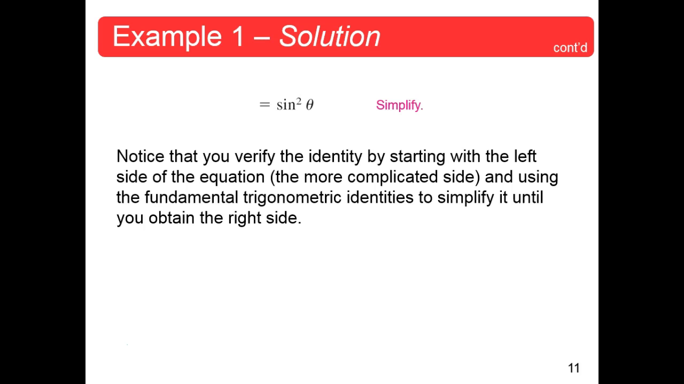Notice that you verify the identity by starting with the left-hand side, the more complicated side, and using fundamental trigonometric identities to simplify it until you get to the other side. Okay. Now, later they'll say it's okay to do it the other way. There is a checkpoint there, and please do that, especially if you need to review what we just did.